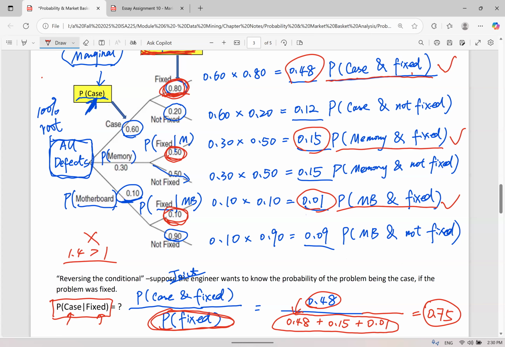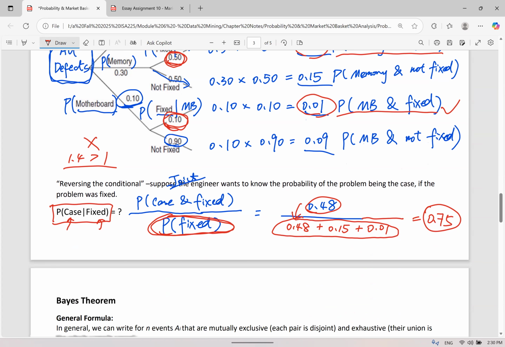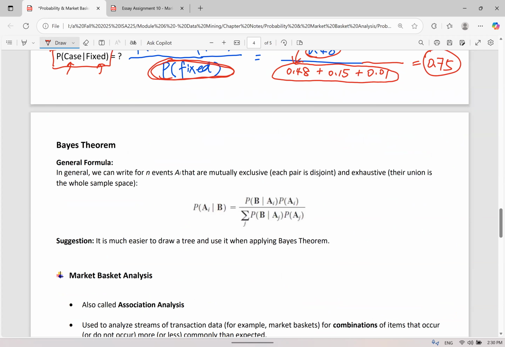That means most fixed problems are from the case alignment problems. Got the idea? All right, so actually the whole probability tree is to solve this very famous theorem in the probability field. We call it the Bayes theorem, right?